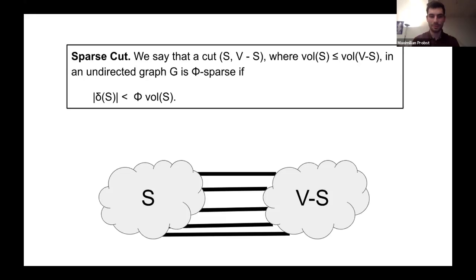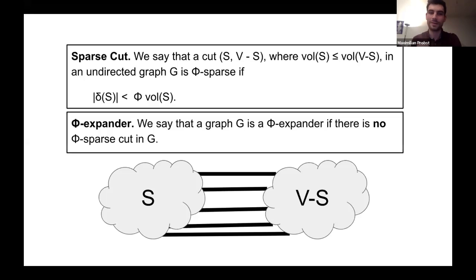Now the cut that I show below is probably not a sparse cut, since you can see that a lot of edges are leaving this cut, so probably it's not phi sparse. And this is actually what we want. We want phi expanders, which we say about a graph G if we cannot find any phi sparse cut in that graph G. So then we call it a phi expander, which is something very desirable, because it's intuitively a very, very well-connected graph.